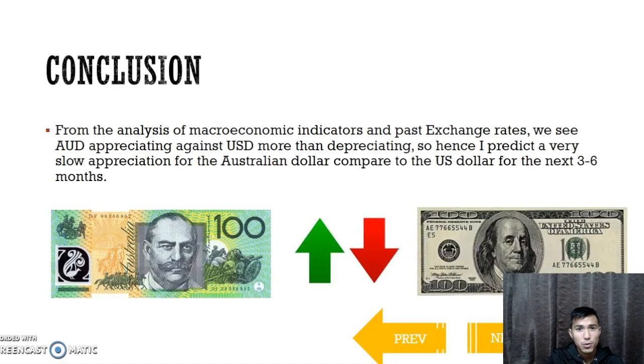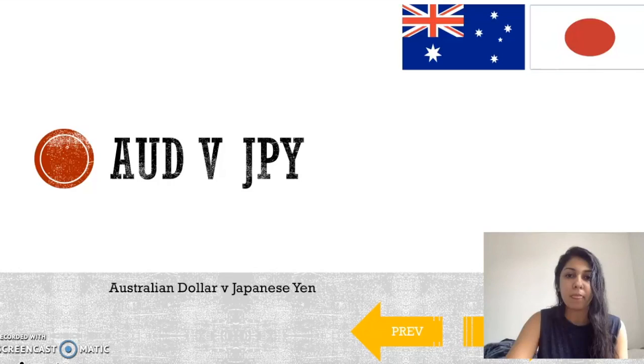From the analysis of macroeconomic indicators and past exchange rates, we see the Australian dollar appreciating against USD more than depreciating. So hence I predict a very slow appreciation for the Australian dollar compared to the US dollar for the next 3 to 6 months. So now we're going to be talking about AUD versus JPY.